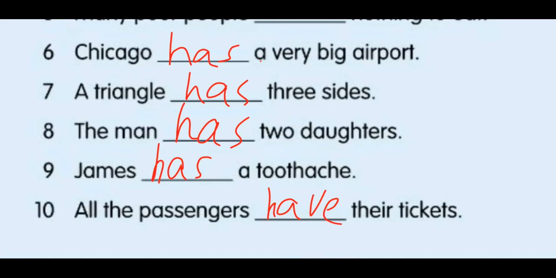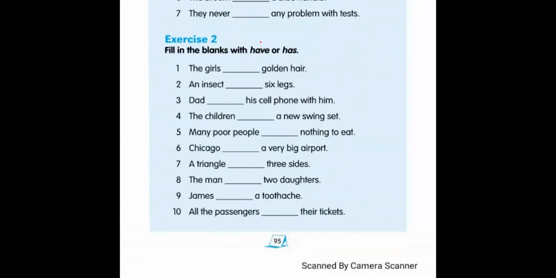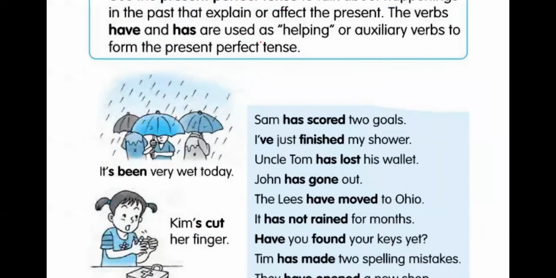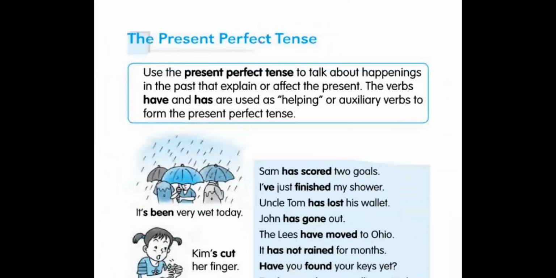Yes. Chicago has a very big airport. A triangle has 3 sides. The man has 2 daughters. James has a toothache. All the passengers have their tickets. Okay. So here we have seen the helping verbs have and has. Now we are going to use the same, okay? Has and have helping verbs in the present perfect tense.